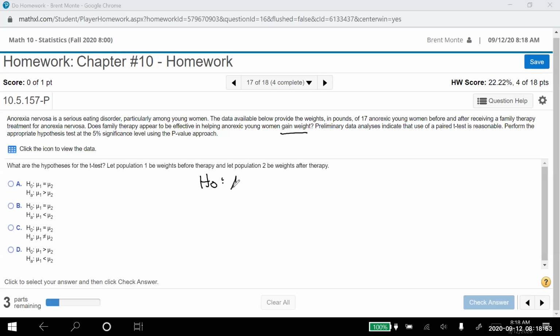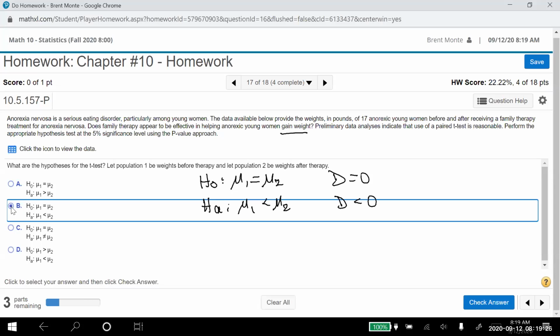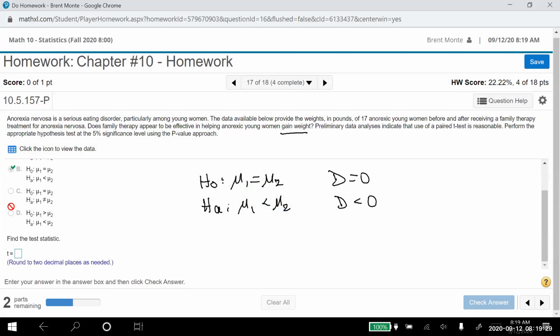The null hypothesis is that mu1 is equal to mu2. So weight before is the same as the weight after. Again, difference equals 0. Or the alternative, now if they gained weight, that must mean mu1 is less than mu2 because they weighed less before. Okay, so they weighed less before, they weighed more after, they gained weight after this family therapy. Okay, so let's look, pick out the right one. So let's see, mu1, it's not A, it is B. All right, so let's go from there.